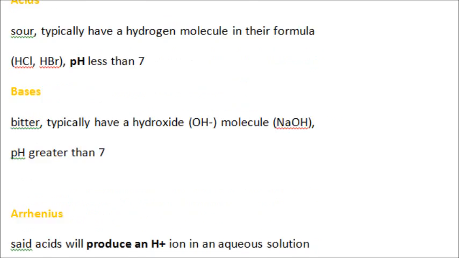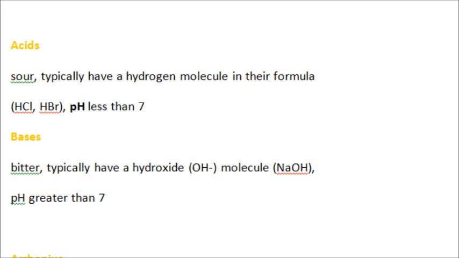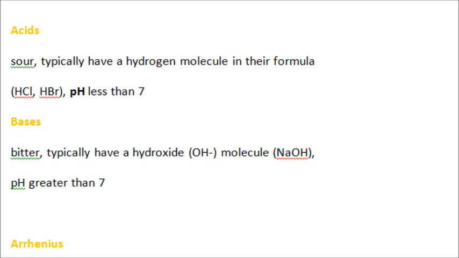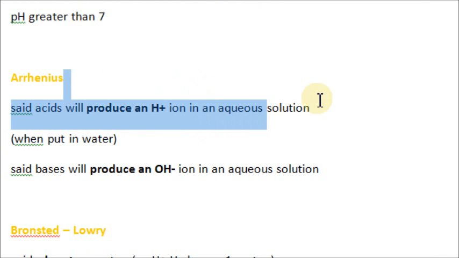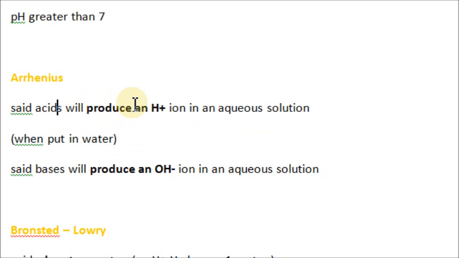Okay, so that is the common way of defining an acid and a base, that's the general one, but of course in chemistry there is more than one way to do things. So, here are the other two. This guy named Arrhenius came along and said, acids, if you put them in water, an aqueous solution, are going to produce an H plus ion. And bases will produce an OH minus ion in an aqueous solution, which is, like I said, just when you take that acid or base and you put it in water, acids will produce an H plus ion, bases will produce an OH minus ion.